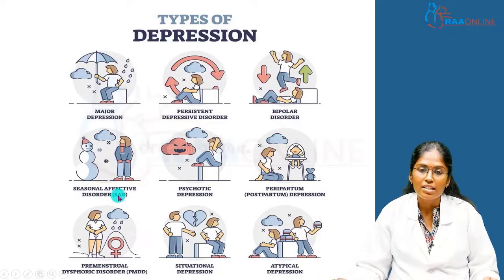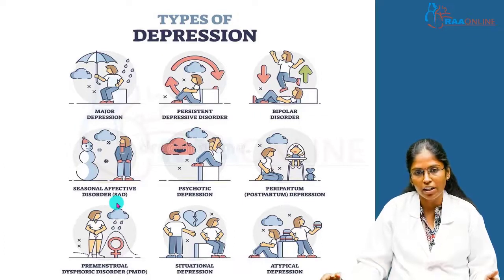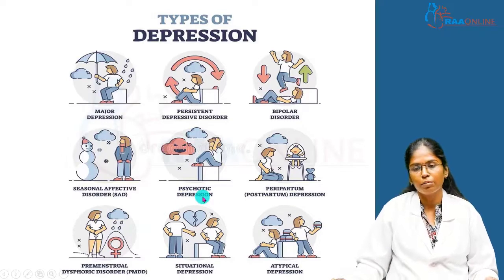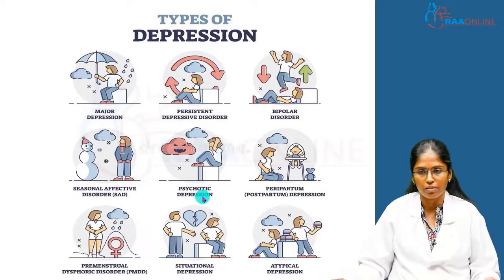Next is the seasonal affective disorder, otherwise called SAD. In a particular season or a particular period of time in a year, a person used to suffer from this kind of depression, that is seasonal affective disorder. Psychotic depression is a major kind of depression where the patient needs hospitalization. Next is peripartum depression, otherwise called postpartum depression. Soon after the birth of the child, the mother suffers from this kind of depression.